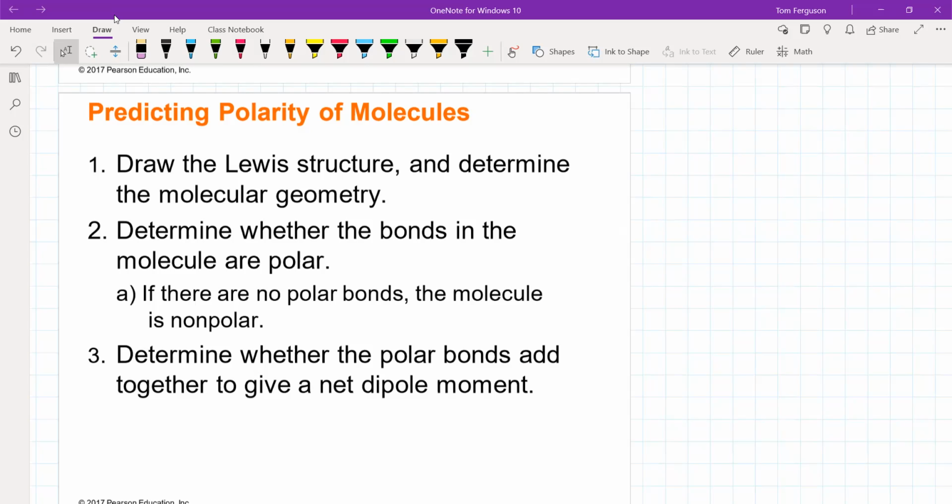And it's polar, so you have a net vector. And also, is the molecule symmetric? Symmetry is a big deal in nature. It really is.